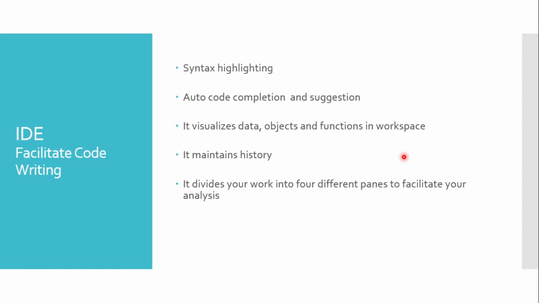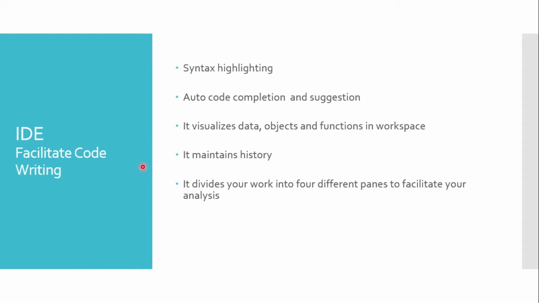The next thing is what facilitation is provided by the IDE, RStudio. RStudio will help you with syntax highlighting. It will help you in auto-completing the code and with suggestions. Suppose you are writing something, it will tell you what to write next. It visualizes the data, objects and functions in a workspace, and we are going to discuss that in detail. It tells you what you have created up till now. If you have created objects, if you're using functions, it shows you what you have done. It maintains the history of what you have done.